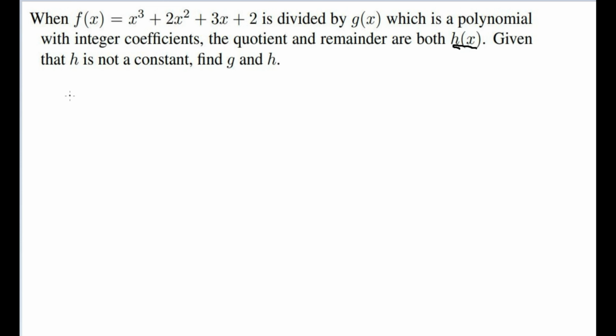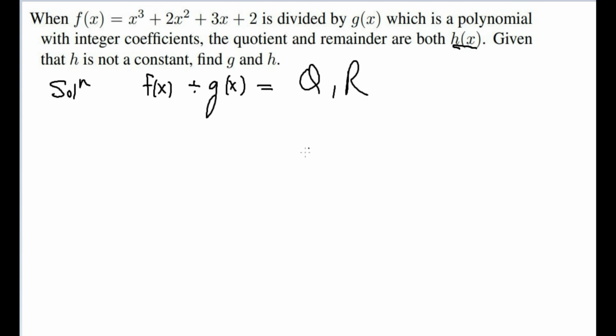Let's try the solution. How to approach this problem? Suppose f(x) is divided by g(x). You will get some quotient and remainder. This quotient is also h(x) and this remainder is also h(x). But how to write this? There is a very easy way of writing this.